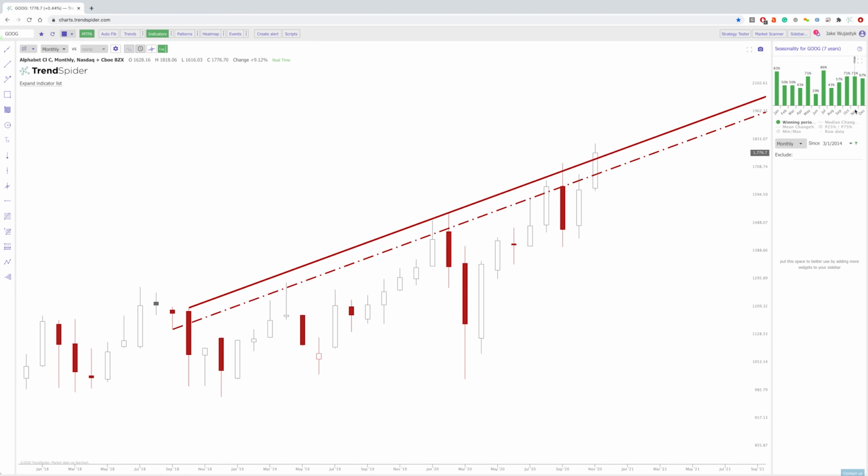71% win rate, and then December 67% win rate. So definitely a higher than 50% win rate for these last couple months of the year historically. And let's see what happens going into the rest of the year.